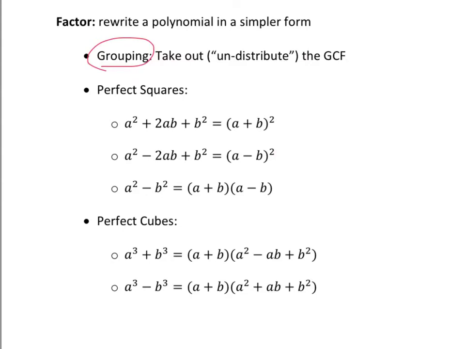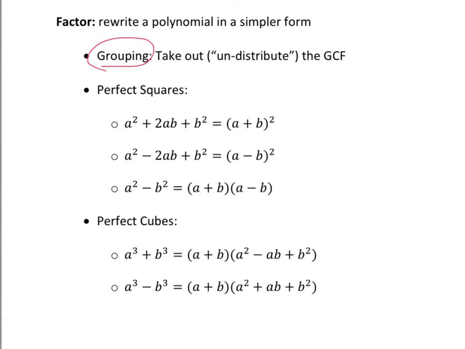And lastly, we already know that this FOILing method, a plus b times a minus b, comes out with a squared minus b squared. If you start with a squared minus b squared, you can factor that to be a plus b, a minus b. It's called a difference of two squares, okay?